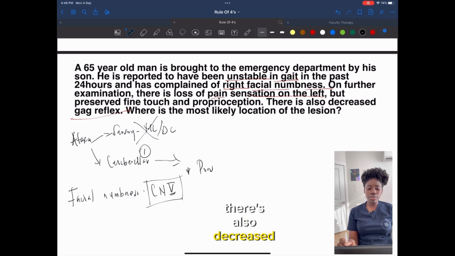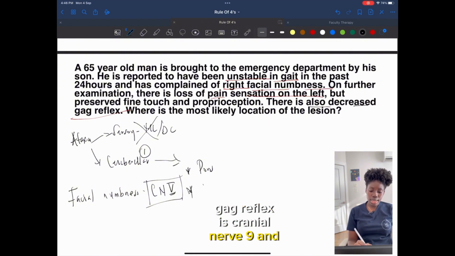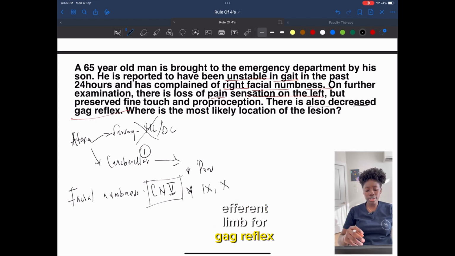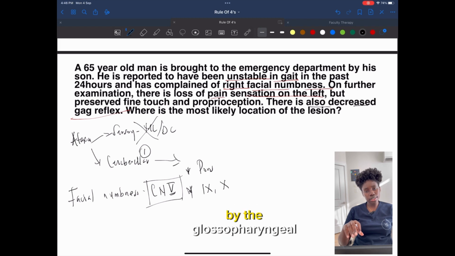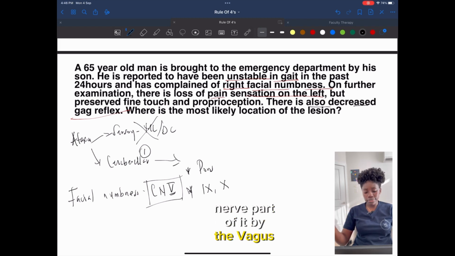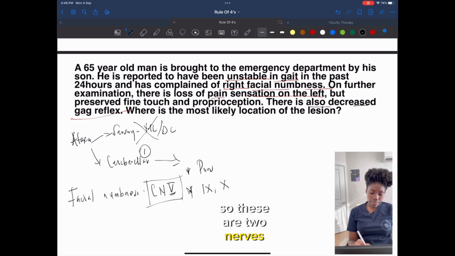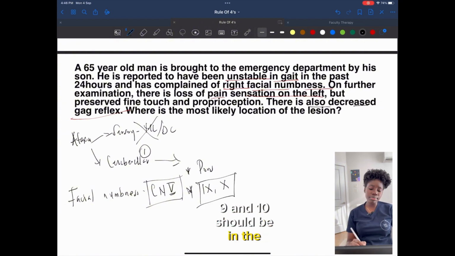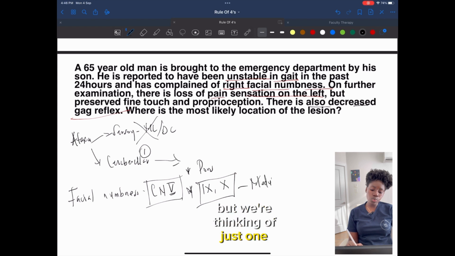There's also decreased gag reflex. Gag reflex is cranial nerve 9 and 10. So there's an afferent and efferent limb for gag reflex. Part of the gag reflex is served by the glossopharyngeal nerve, part of it by the vagus nerve. So these are two nerves, right? And if we think about the cranial nerves, 9 and 10 should be in the medulla, right? So we're seeing pons and we're seeing medulla, but we're thinking of just one lesion.